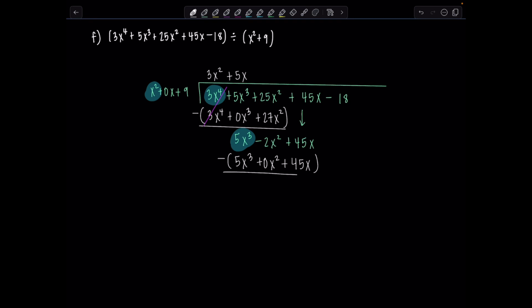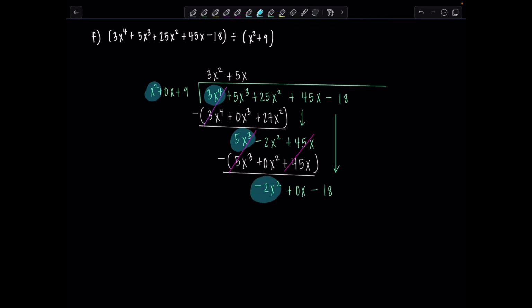Step 3, subtract. Ooh, bonus. This cancels, so does the 45x. So what do you have? Don't freak out. You have negative 2x squared. I'd still put plus 0x, so you have that placeholder there. Or just leave a nice space for it. And then bring down the last term. This should be the last round.